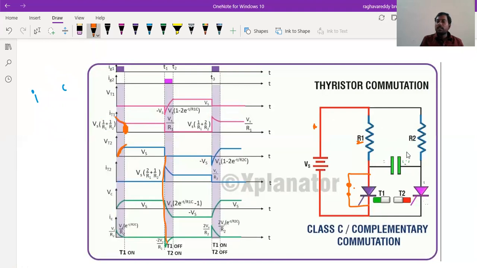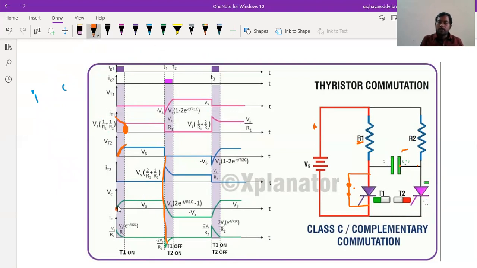Nothing but look at this one. Here positive and here negative. This positive is connected to here. This negative is nothing but a short circuit. This negative is connected to the bottom, so that this voltage, the voltage across the capacitor, is nothing but the voltage across the thyristor T2. So the voltage across the thyristor will build up gradually.